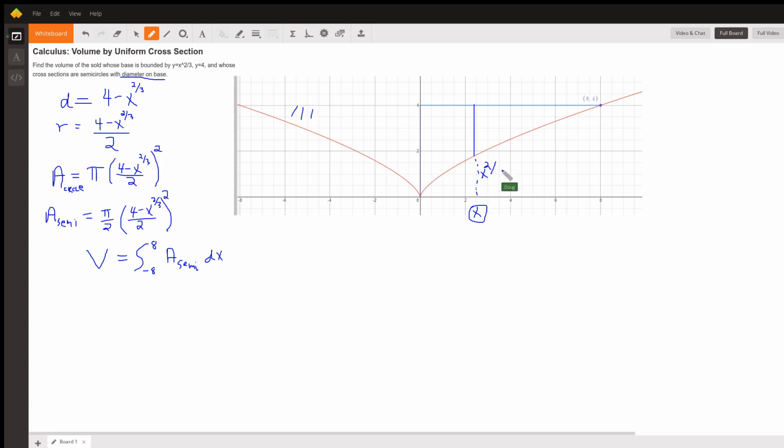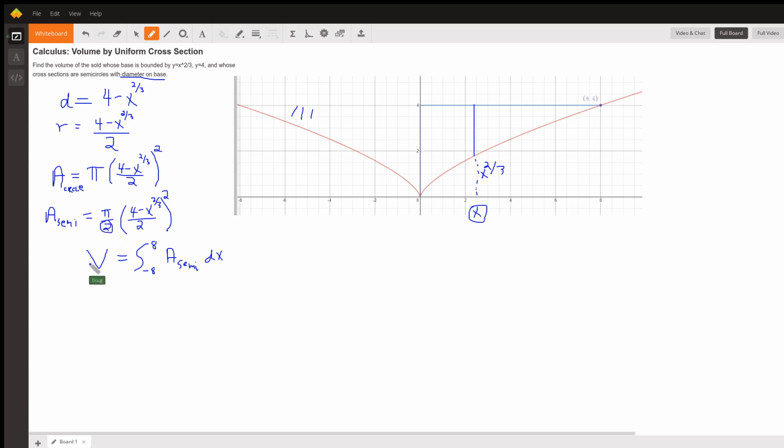And so if I want the length of the diameter, it's the top y coordinate minus the bottom y coordinate. If that's a diameter, the radius is half of that. And the area of a circle with that diameter is pi times the radius squared, but our cross sections are semicircles, so we want to take half of the area of a circle, and that's where this 2 came in.